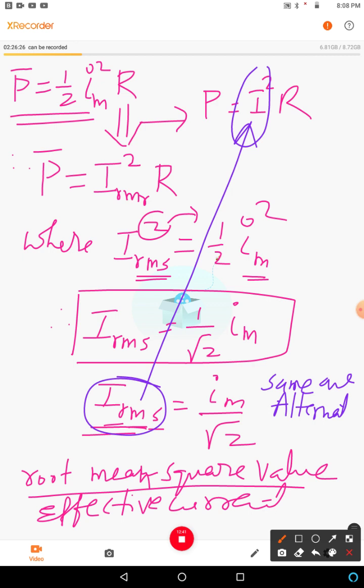So that is clear. Then what defines I RMS? RMS current is equivalent to that DC current that would produce the same power loss as the alternating current. For AC current, we call it the root mean square value.